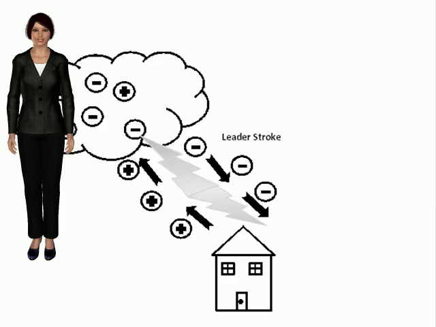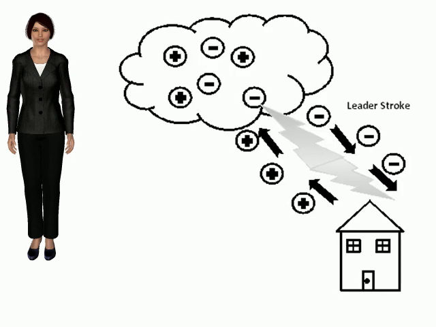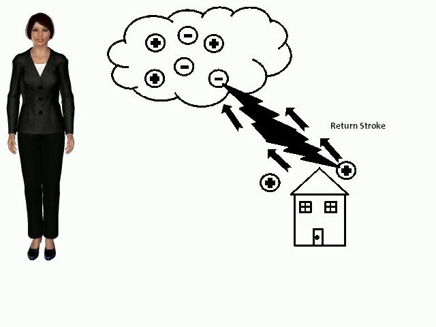As the leader stroke nears the ground, it induces an opposite charge. So positively charged particles from the ground rush upward along the same path. This upward motion of the current is the return stroke. It produces the bright light that people notice as a flash of lightning.